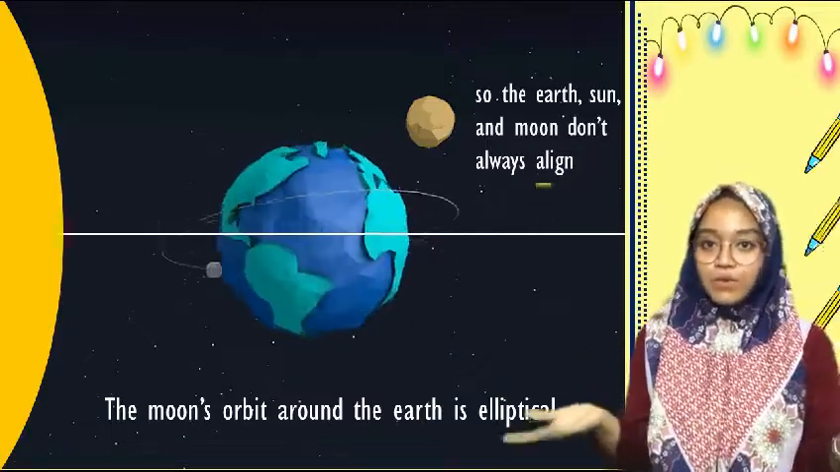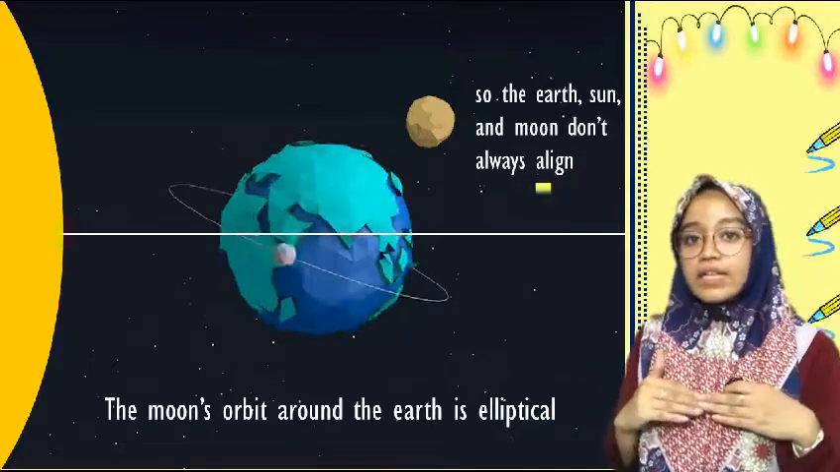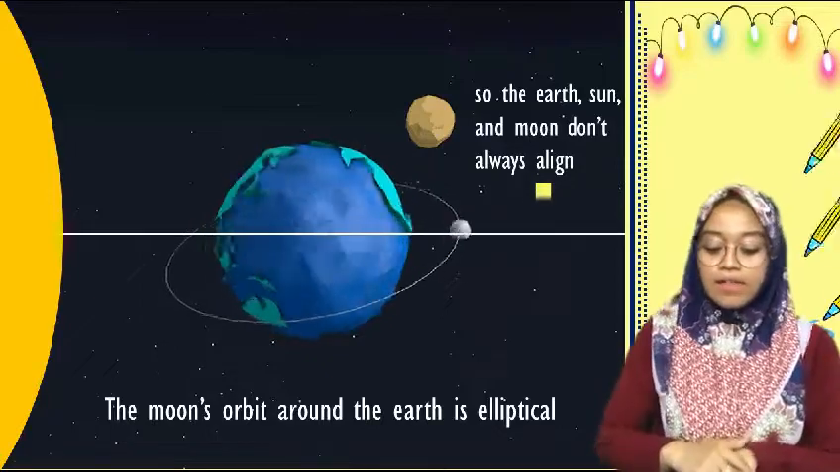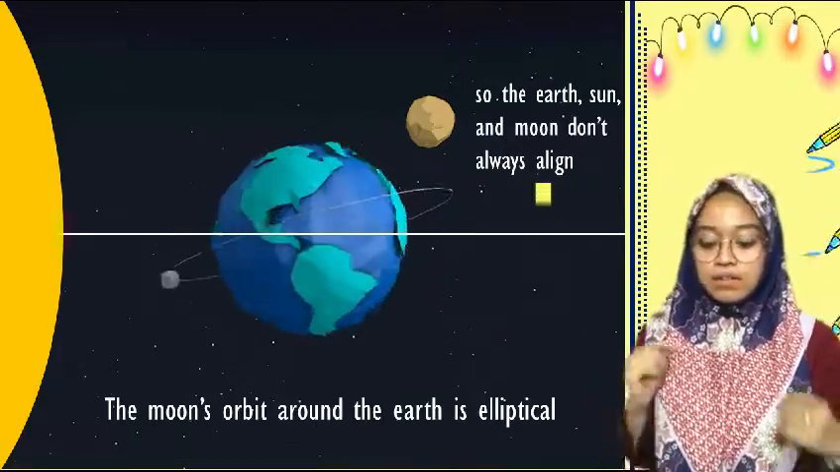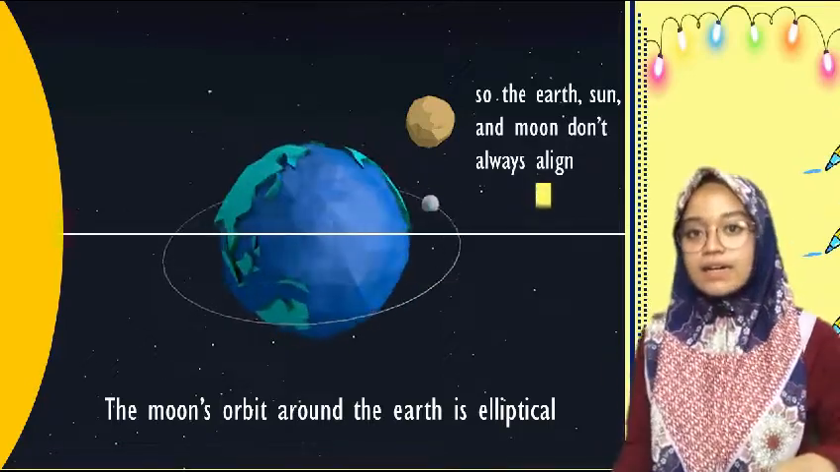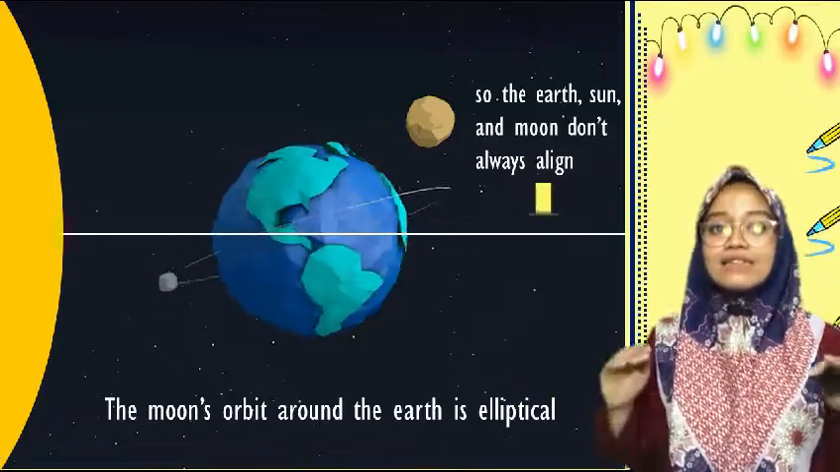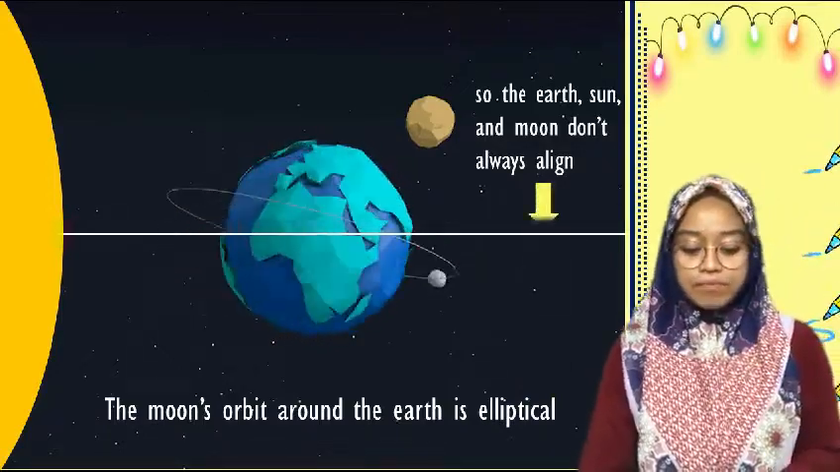So why don't we have a lunar eclipse every month? The answer is because the moon's orbit around the earth is tilted. So the earth, sun and moon don't always align. Okay, next.